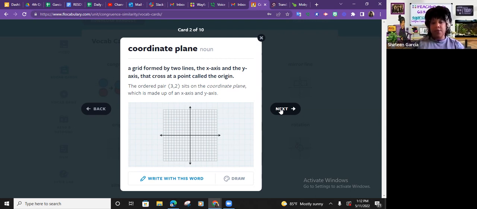The ordered pair 3, 2 sits on the coordinate plane, which is made up of an x-axis and the y-axis. The 3 would be the x-axis because the first number is always the x, and the y is the second number. And a tip that I always give my students is first a baby crawls before it can stand up and walk, okay? So first x-axis, then stand up and walk on the y-axis, okay?